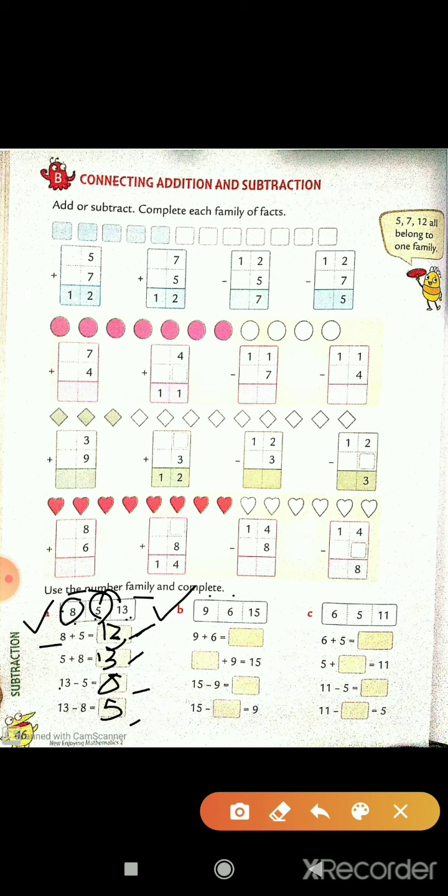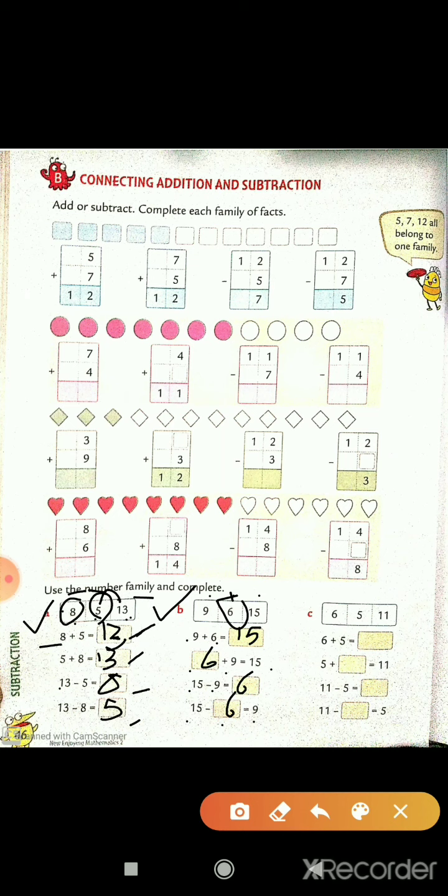9, 6 and 15 are given. So 9 plus 6. 9 plus 6 will be what, students? 15. Dash plus 9 is equals to 15. So 6 plus 9 is equals to 15. 15 minus 9 is equals to dash. 15 minus 9 is equals to 6. 15 minus dash is equals to 9. 15 minus 6 is equals to 9.